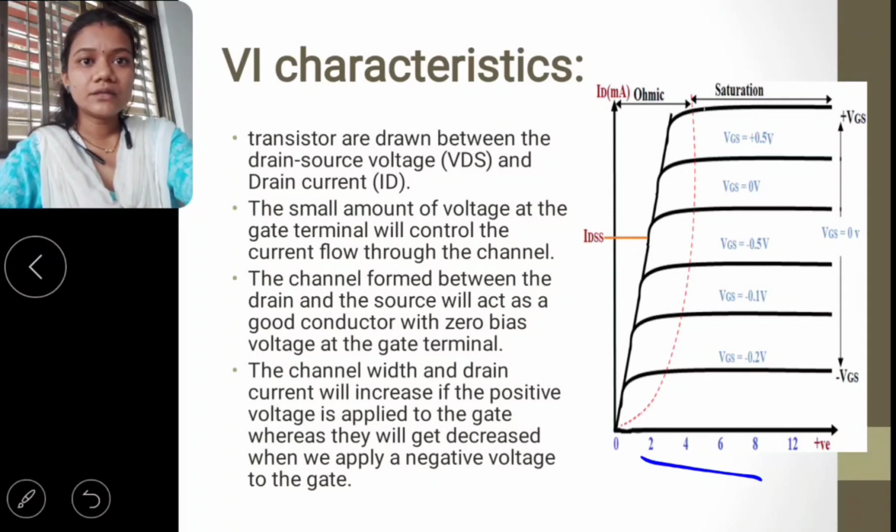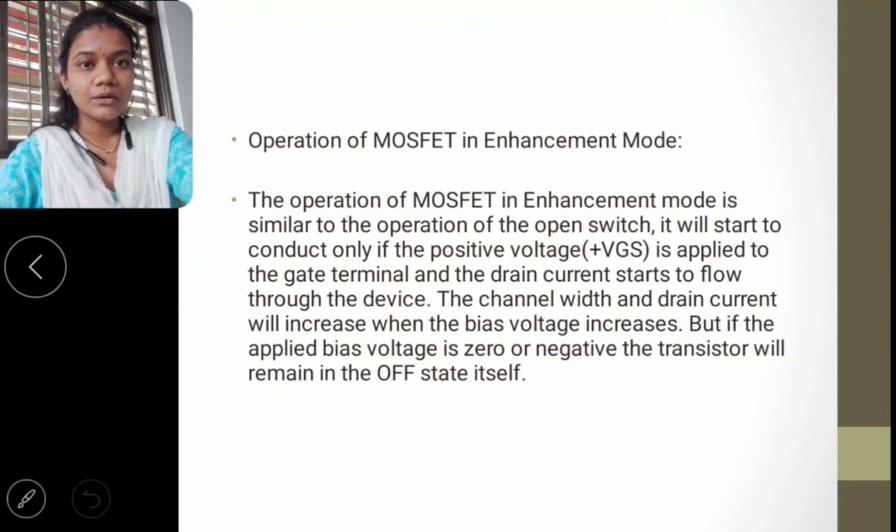And when there is a negative voltage at the gate terminal, the channel width is decreased, or we can say the current is decreased, or it might enter into the cutoff region.